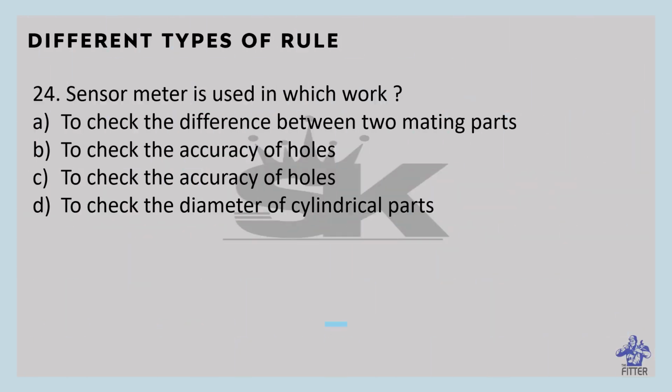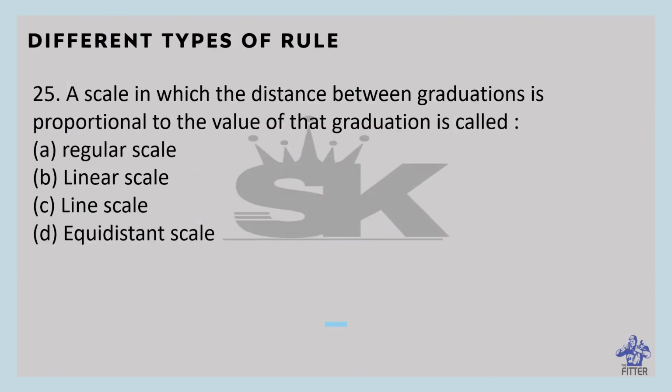Sensor meter is used in which work? Sensor meter is used to check the difference between two mating parts, that is option A. A scale in which the distance between graduations is proportional to the value of that graduation is called linear scale.